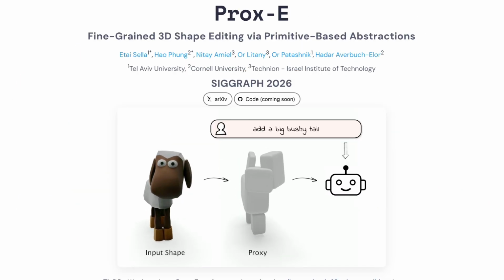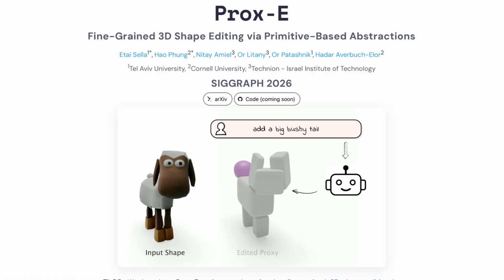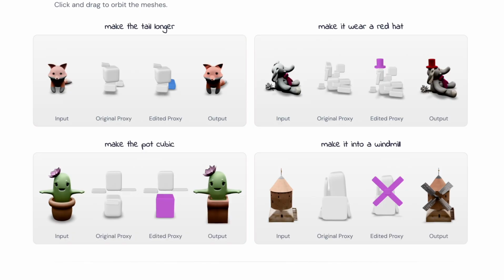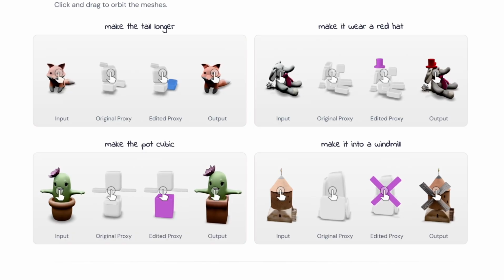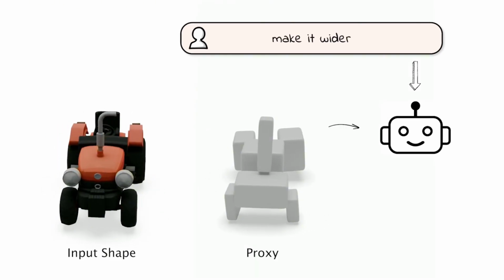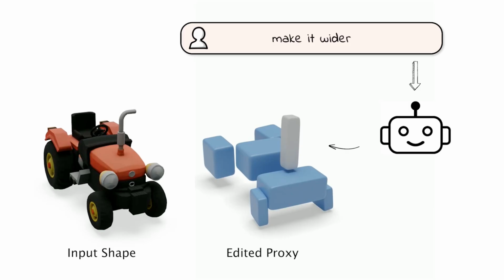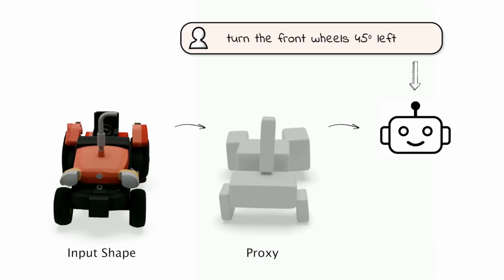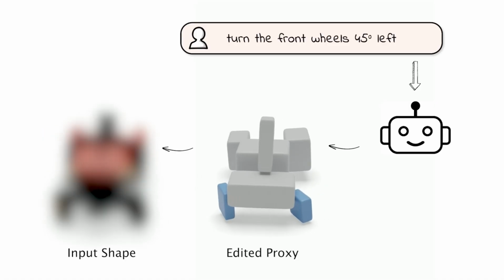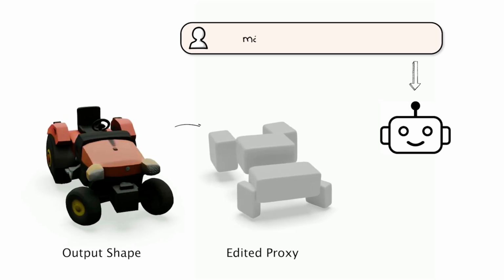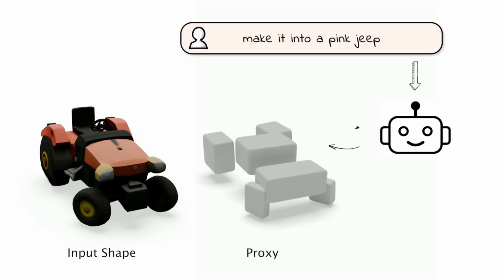Prox-E is a research project from Tel Aviv University and Cornell that lets you edit 3D shapes with plain text, and the results are genuinely impressive. Here's how it works. You take a 3D model, say a toy car. Prox-E first breaks it down into simple geometric blocks, a proxy. You type, make it wider, turn the front wheel 45 degrees, remove the exhaust pipe, make it into a pink Jeep. The AI edits those blocks, then drives a 3D model to regenerate the final shape.